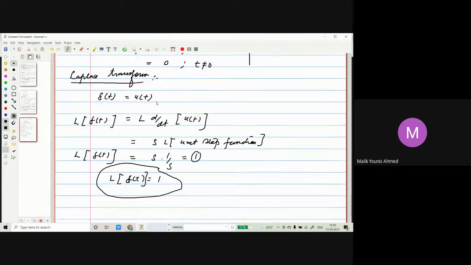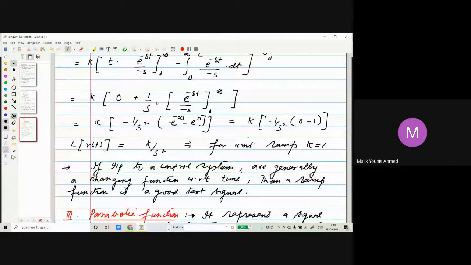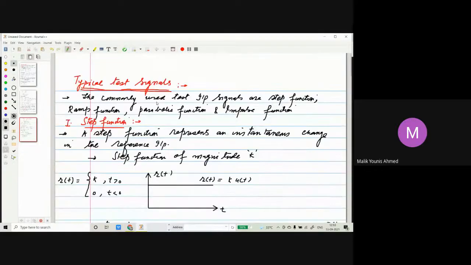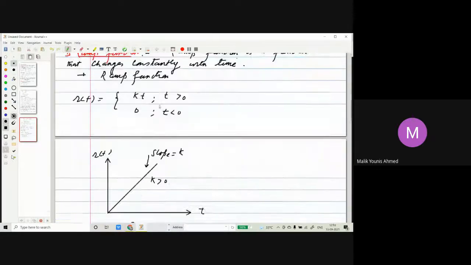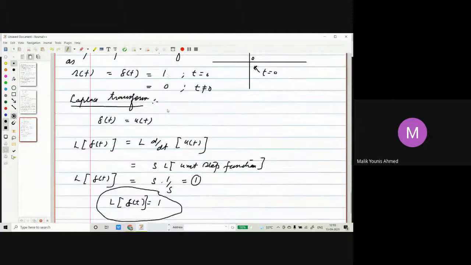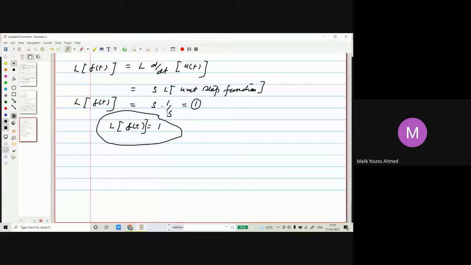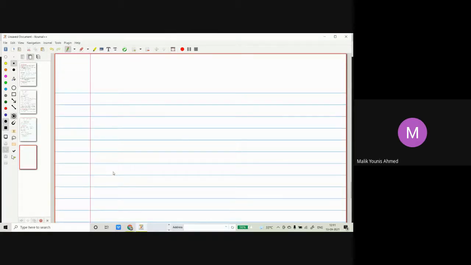Next topic is, just know the Laplace transform value. I'm just revising it because we'll be using these values with the different test signals when we apply different inputs. So next is poles of a transfer function.